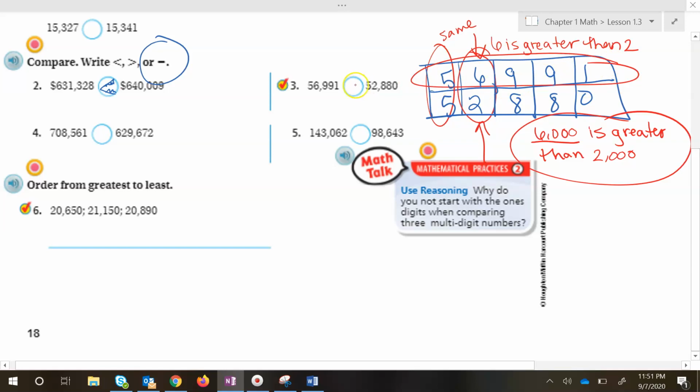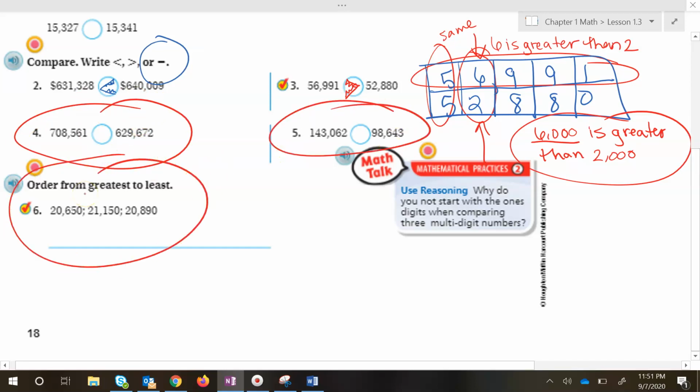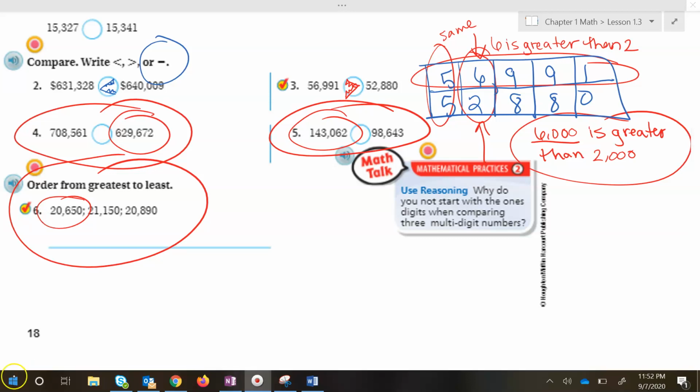56,991 is greater. Now again, if it helps you to do the little teeth, then go for it. If you don't need to, you don't have to do it. Whatever helps you complete these in a successful way. I'd like for you to pause, and I want you to do number 4, 5, and 6 on your own. And when you push play, you will be able to compare your answers. Don't forget to draw your place value charts. You will need them. These ones have 6 numbers, so you're going to have to draw them with 6. This one has 6, and these ones have 5 in them. Go ahead and pause this video and do those problems.